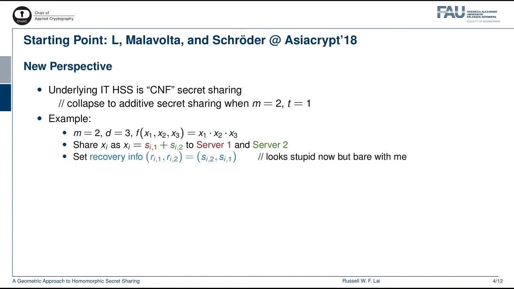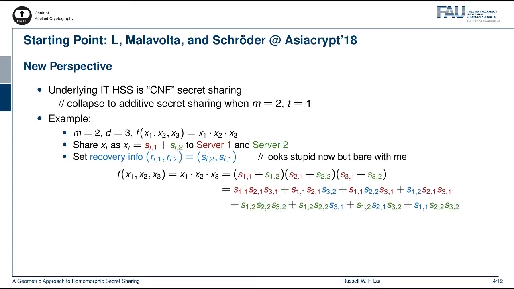The input client would also set the recovery information ri1 and ri2 to be nothing but si2 and si1. This looks stupid right now because given such recovery information, the output client could have just computed x1 times x2 times x3 itself. However, the reason for setting the recovery information in this way will become clear later.